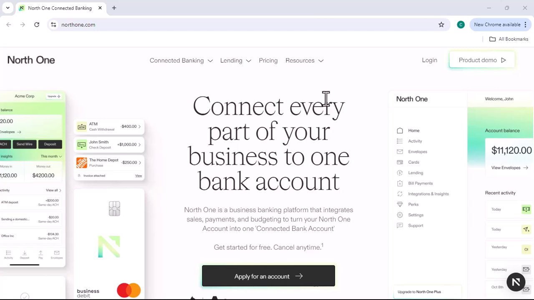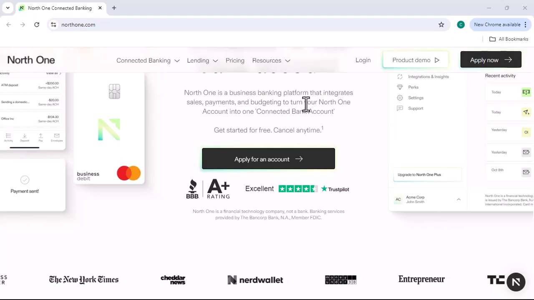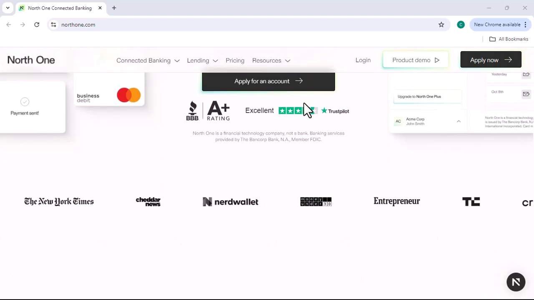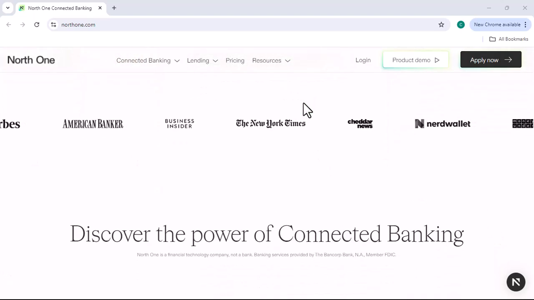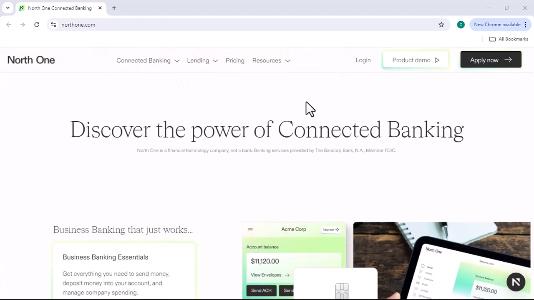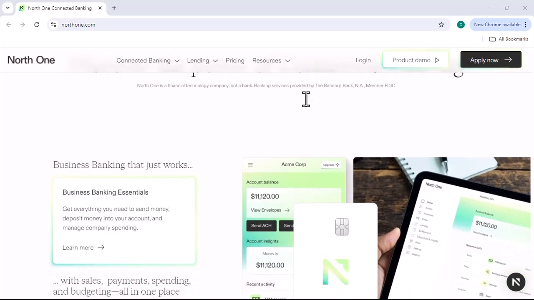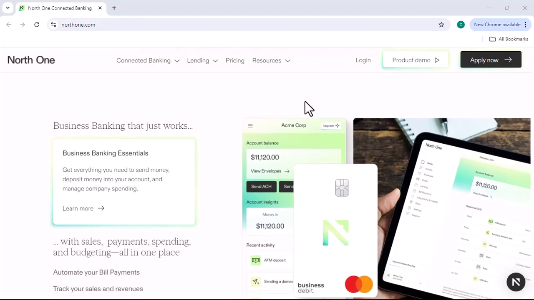Ever tried to deposit a check on your phone and hit a wall? Like, you're staring at your screen, the app's telling you no, and you're wondering what went wrong? It's frustrating, right? Especially when you're running a business and need to access those funds quickly. Today, we're diving deep into a common question for business owners using Northone.